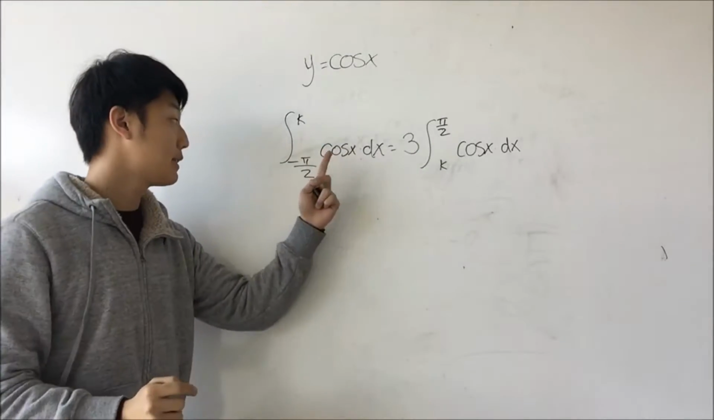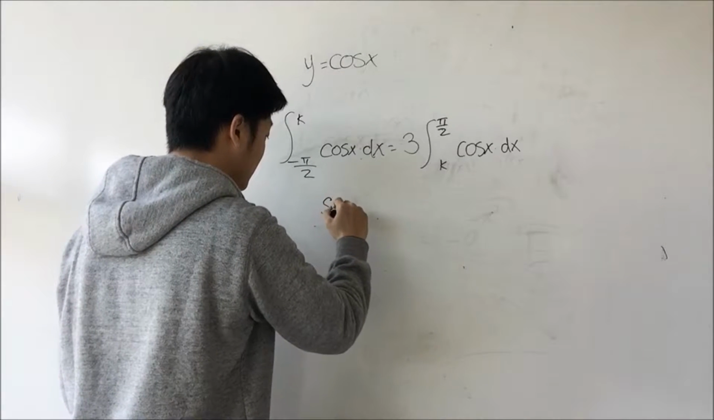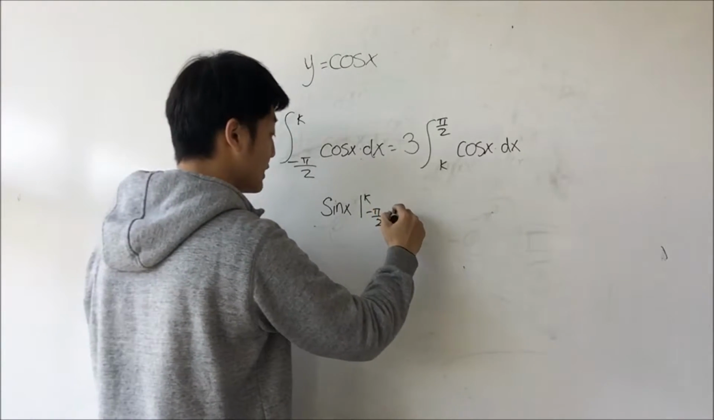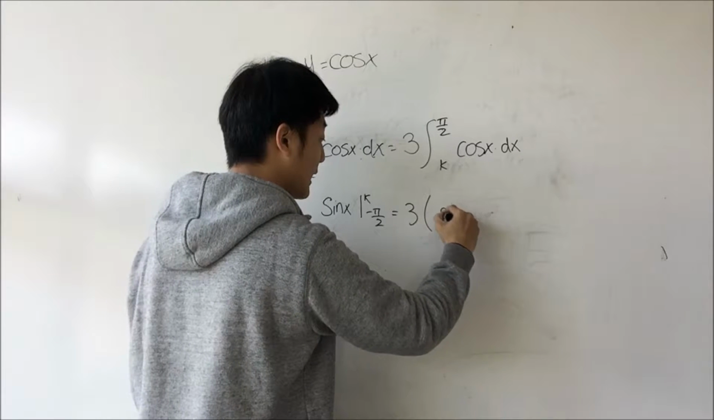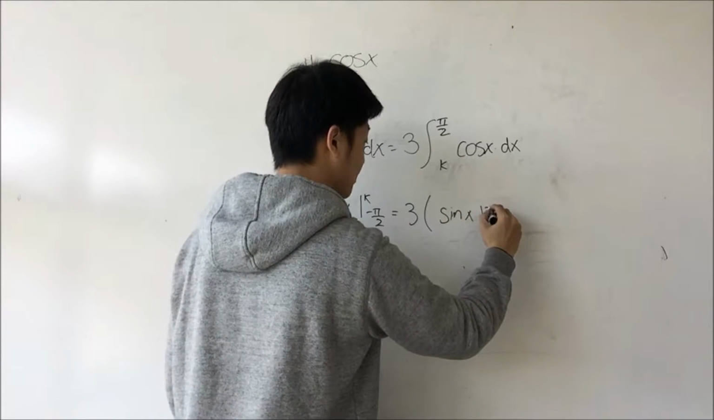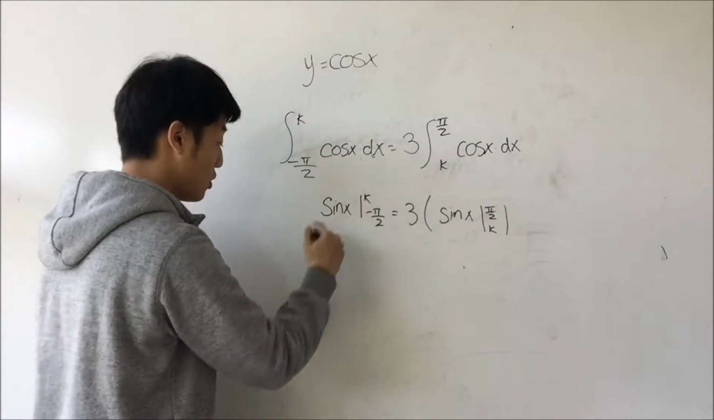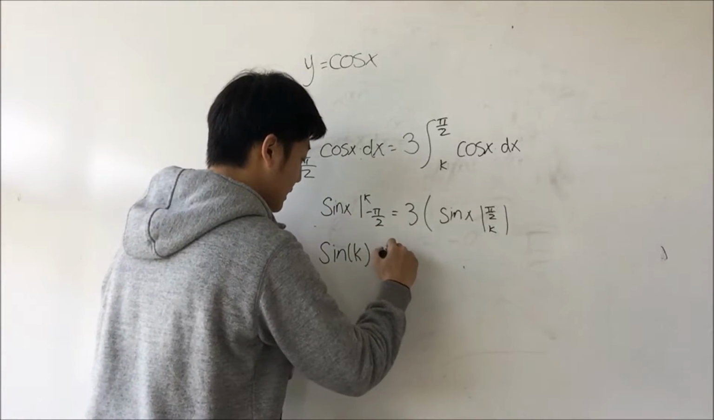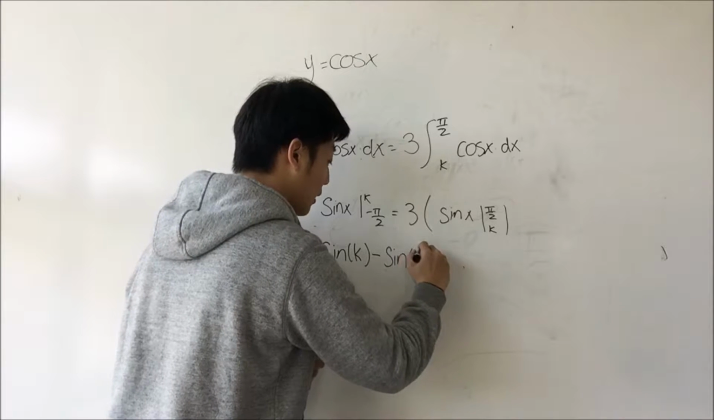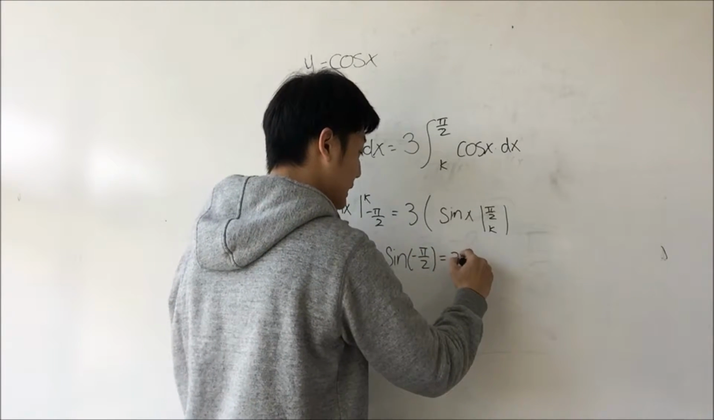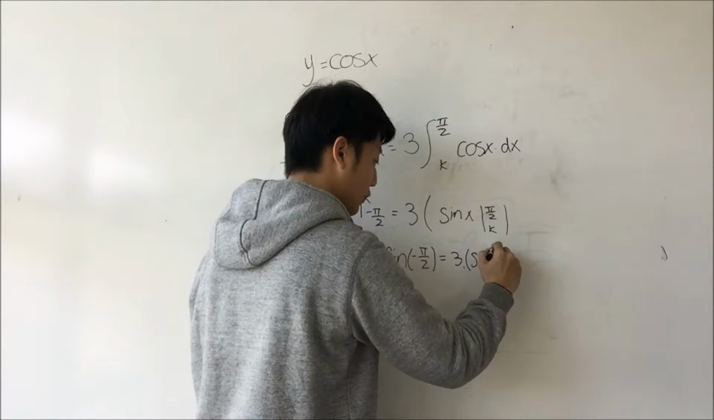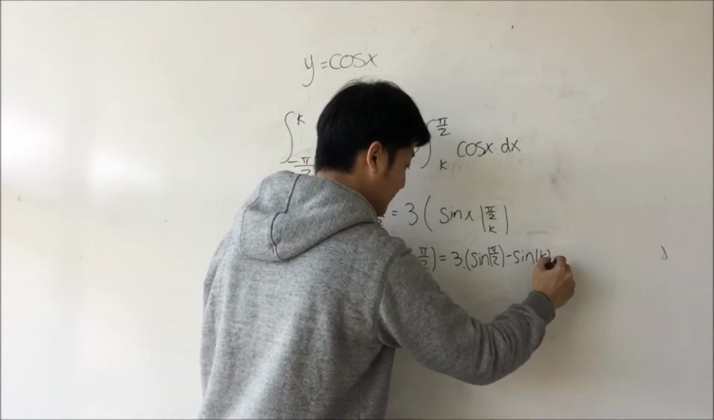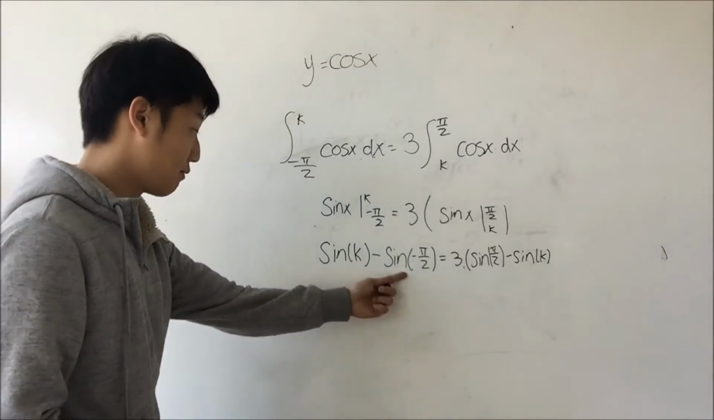So if we integrate cosine x, it will become sine x. Sine x from negative pi over 2 to k is equal to 3 times sine x from k to pi over 2. Now, sine k minus sine negative pi over 2 is equal to 3 times sine pi over 2 minus sine k. Now, let's solve for this.